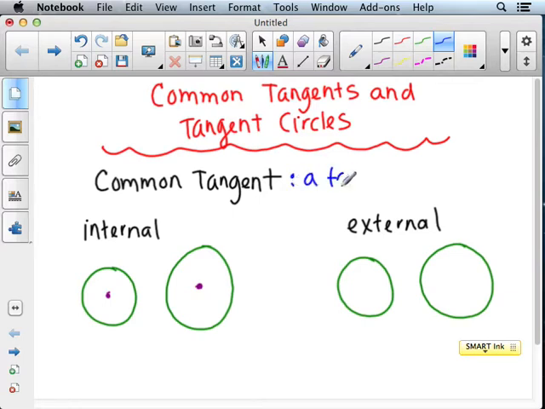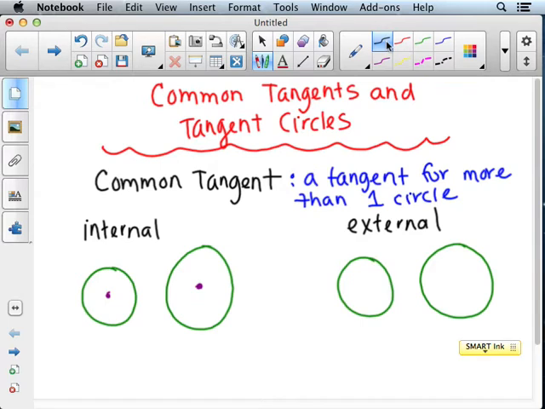So a tangent for more than one circle. Usually you'll see two circles. So here we've got two circles. I'm going to make an internal tangent. And let's do this in yellow.